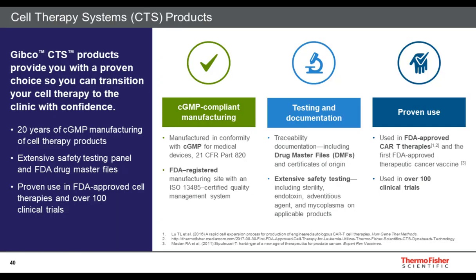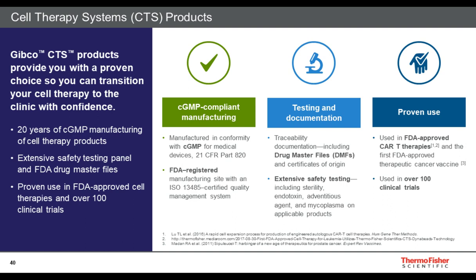So here's the part that's really important for you, that I've been hinting at throughout the entire presentation. Let's talk about the cell therapy systems and what that means. So GIBCO CTS means cell therapy systems products provide you with a proven choice so you can transition your cell therapy work. So we have 20 years of GMP manufacturing of cell therapy products, and we also have extensive documentation to help support you.